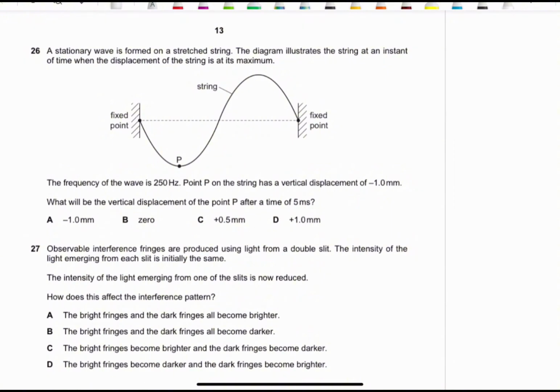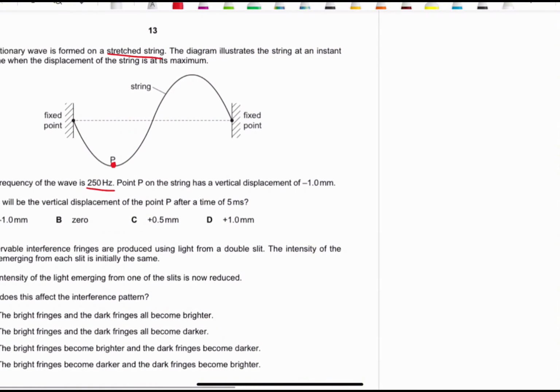Okay, move on to question 26. We're given a stationary wave that is formed on a stretched string. Okay, so this string is stretched, and the diagram illustrates that string at an instant when the displacement is at its maximum. So displacement is over here, and it is at its maximum. So the frequency of the wave is actually 250 hertz. Okay, so we are given that at that point, it is a vertical displacement of negative 1.0. So we want to find the vertical displacement of the point P after a time of 5 milliseconds.